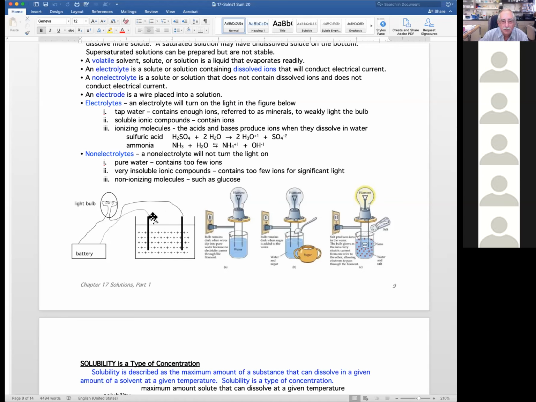So what are some examples of electrolytes that would turn that light on? Tap water. There's enough ions in tap water, referred to as minerals, to weakly light up the bulb. Soluble ionic compounds like sodium chloride, obviously you're going to contain ions and turn the light bulb bright. Ionizing molecules like acids and bases produce ions when they dissolve in water. So for example, sulfuric acid produces ions in water. So does ammonia. Even though it's a molecule, they produce ions in water.